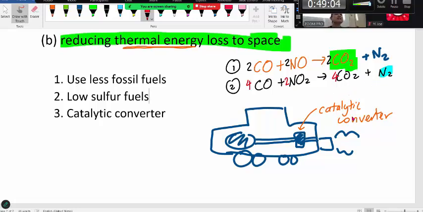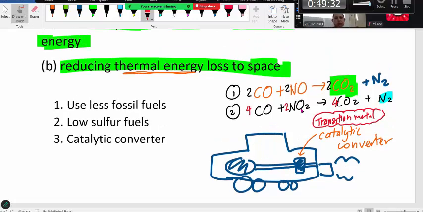So what is a catalytic converter? What can be used as a catalyst? Usually any transition metal. So they will use transition metals like cadmium and things like that. Okay? So cars just have to fix it before the exhaust to prevent the release of these dangerous gases.